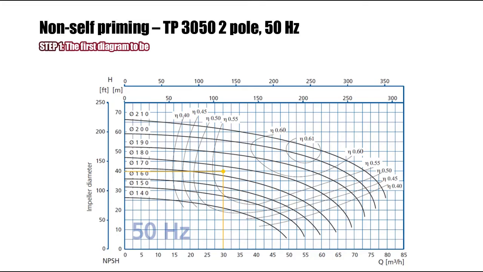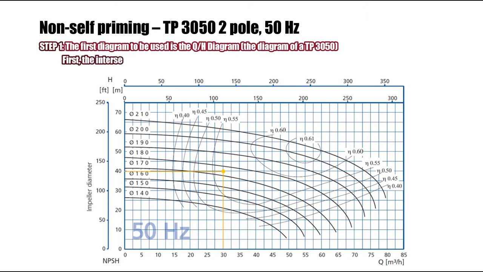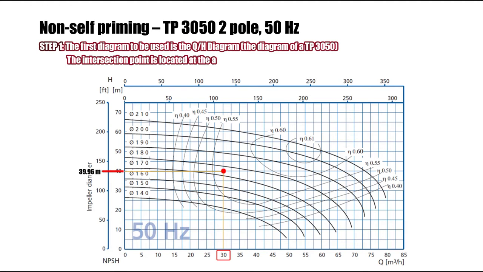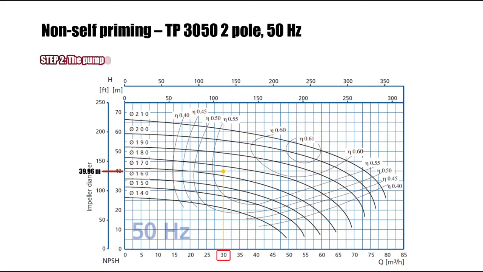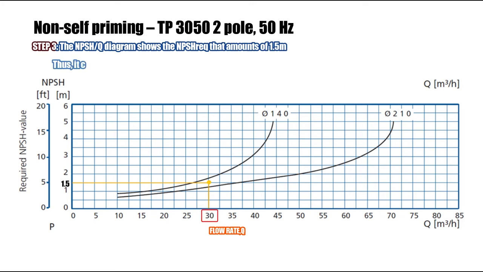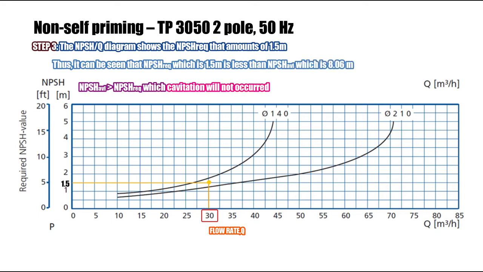Step 1. The first diagram to be used is the QH diagram, which is the diagram of a TP3050. First, the intersection point of the flow rate 30 meter cube per hour with flow head 39.9 meters should be made out. The intersection point is located at the area of the impeller of 175 mm in diameter. Step 2. The pump efficiency is read and it is approximately 56%. Step 3. The NPSHQ diagram is used and it shows NPSH required is 1.5 meter. Thus, NPSH required, which is 1.5 meter, is less than NPSH that we considered previously, which is 8.06 meter. This means cavitation will not occur.